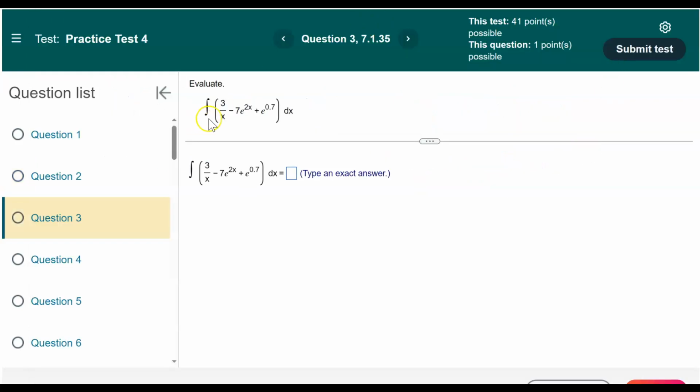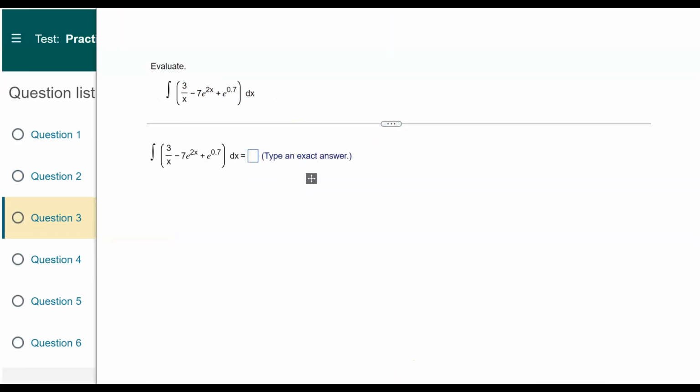Next question, we are to integrate the following expression. So to do this, we will just have to integrate term by term. We could distribute the integral to each term inside the parentheses. And so for the first term, we could think of 3 over x as 3 times 1 over x. So you will have 3 times 1 over x. So you take the integral of that.